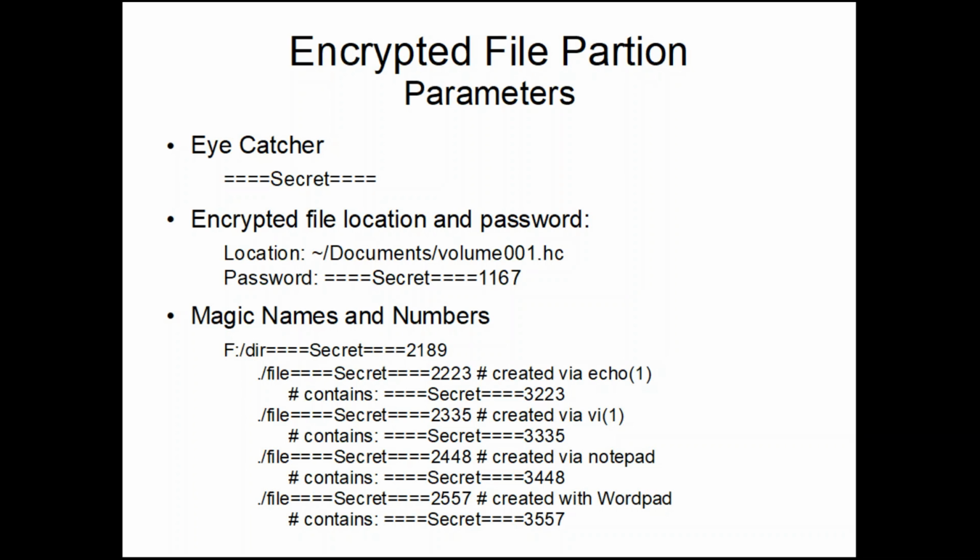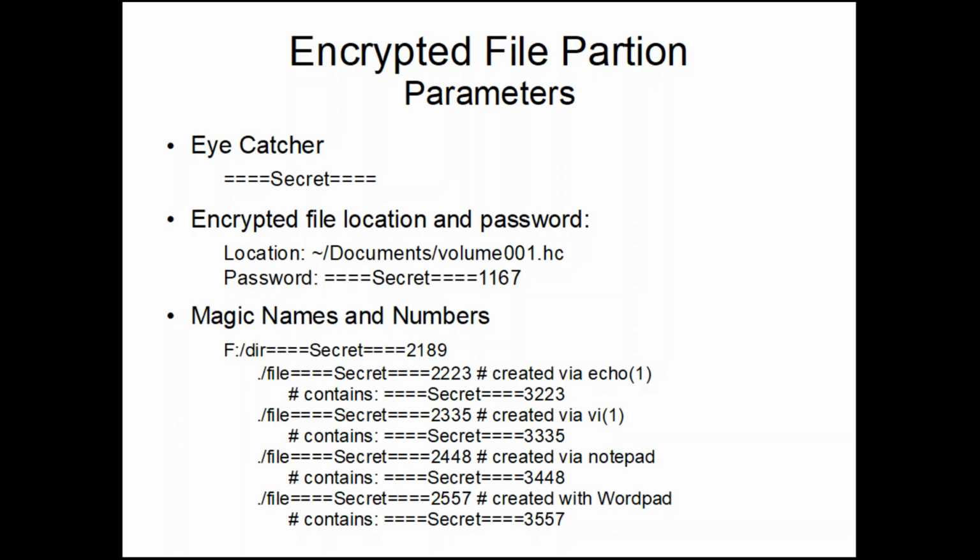Once it's created and mounted, I'm going to populate that partition with various secrets. I'm going to mount it to the available drive letter F, and I'm going to create a subdirectory called dir, with the eye catcher again, and then 2189 for the file name. Within that directory, I'm going to create 4 different files through 4 different tools. Each of the files is going to start with the word file, then the eye catcher for a secret, and then a random magic number to identify that file.